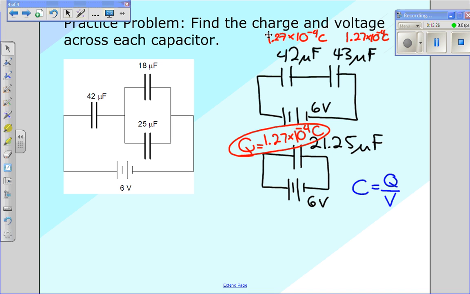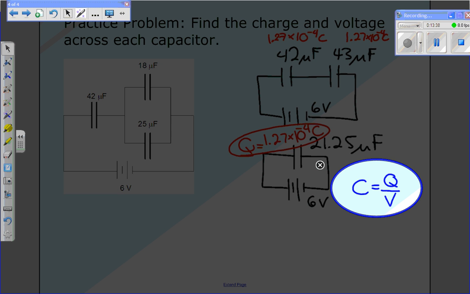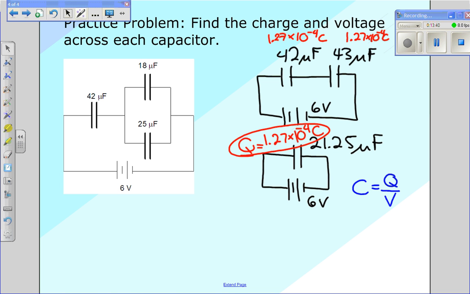And using the same principle here, I should be able to find the voltage for each of these capacitors independently using our equation here. So I'll do that quickly and see what we get. So for the first one, it's going to simply be 1.27 times 10 to the negative 4th divided by 42 times 10 to the negative 6th. I get 3.02. I'm going to round that over to 3.